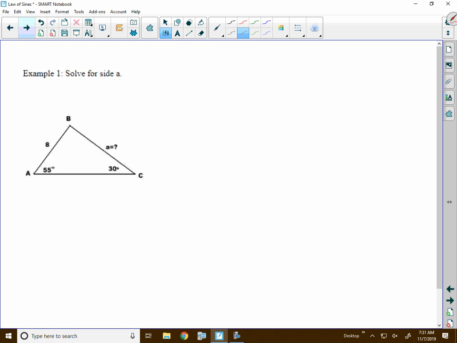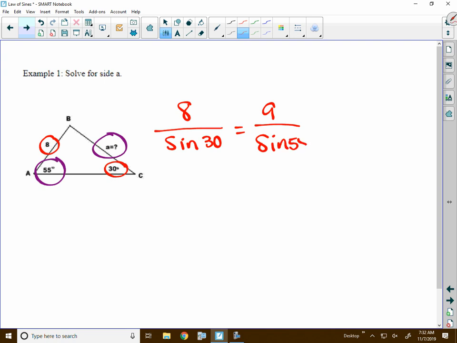Okay, so on example 1, if you look at what we have, we have angle C, and we have side C. You with me on that part? Because the side that's across from the angle, those correspond. So when we set this up, we'll do 8 over the sine of 30 degrees. So we get the side over the sine of whatever angle we have. Okay, and then this other pair, the 55 and the A, we will have equals A over the sine of 55.